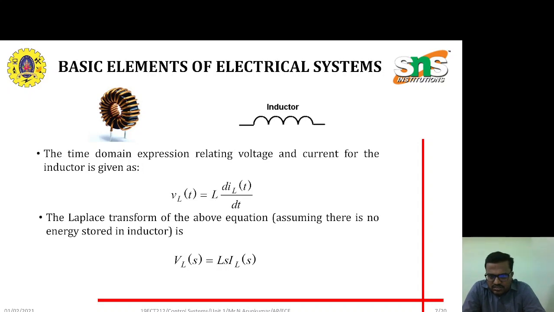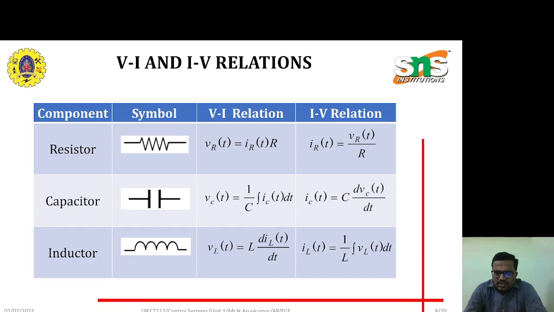Next, for inductors. While writing the inductor, we have to consider the differentiation part, because it's a fundamental property of the inductor. The voltage across the inductor equals L into d i_L of t by dt. Considering the Laplace transformation, the above equation can be written as L into s into I_L of s. These are some possible combinations of the voltage to current and current to voltage relationship.